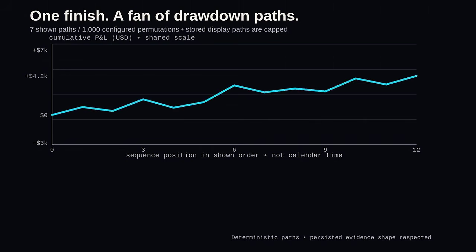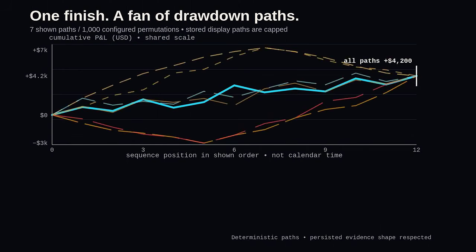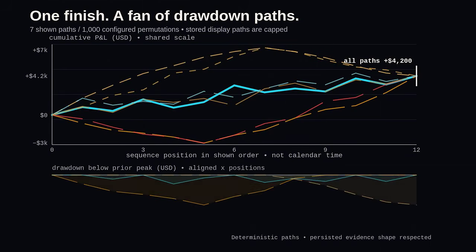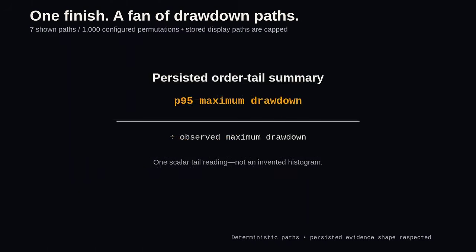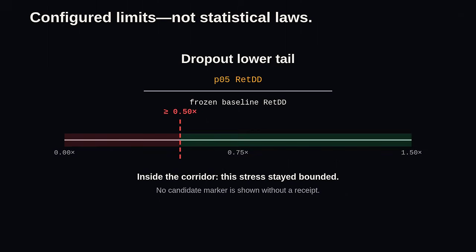In this implementation, the dropout 5th percentile efficiency ratio must be at least 1/2 of baseline. The order path, 95th percentile drawdown, must be no more than 1.5 times observed drawdown. These are configured limits, not statistical laws. A pass says 2 summaries stayed inside their corridor for this fixed ledger. A fail says at least 1 counterfactual exposed excessive sensitivity. Do not make that pass mean more. It does not prove an edge, forecast profit, approve deployment, or say the original sequence was likely.